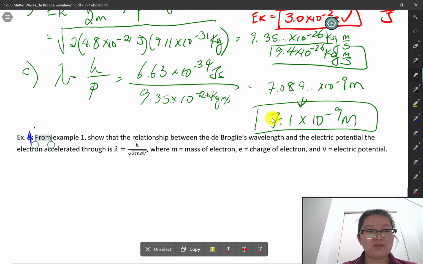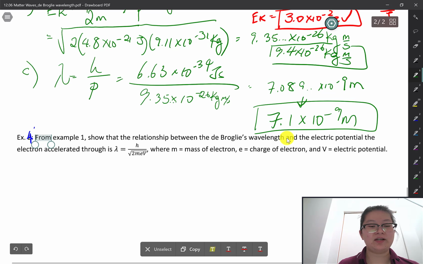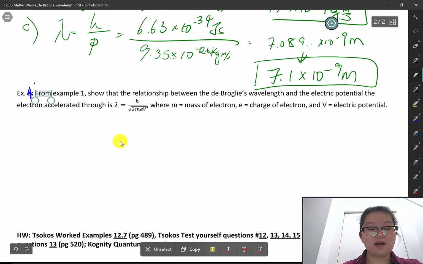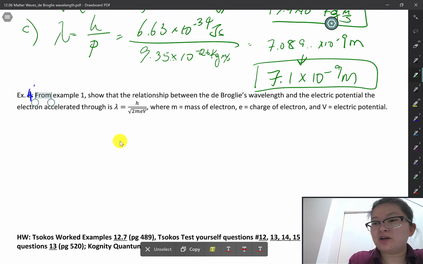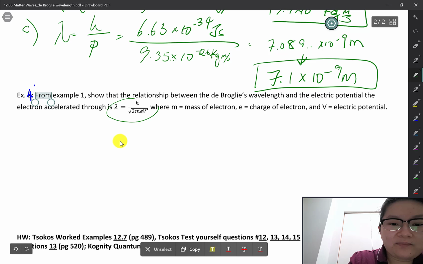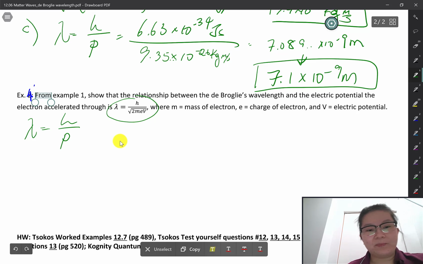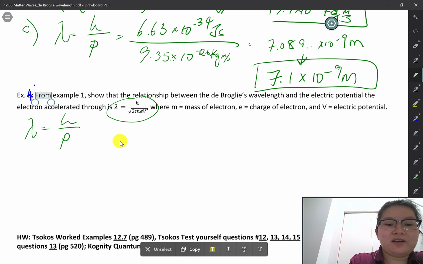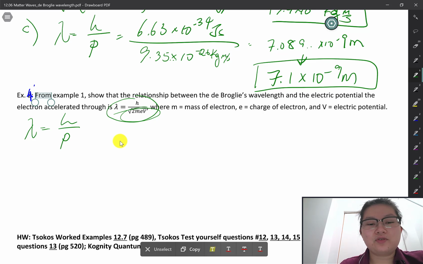So that's what number 4 is going to do, which is to show the relationship between the de Broglie wavelength and the electric potential the electron was accelerated through. We want to show that it is equivalent to this. Since this is so related to the previous question and that did not take so long, let's do this as well. We know for finding the de Broglie wavelength, lambda equals h over the momentum. What looks different here is the square root of 2meV. That's the part where we have to show that that is essentially the momentum of this particle.